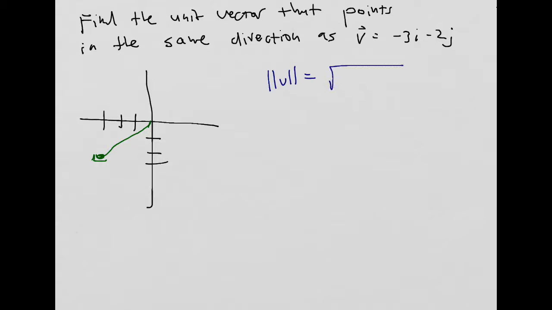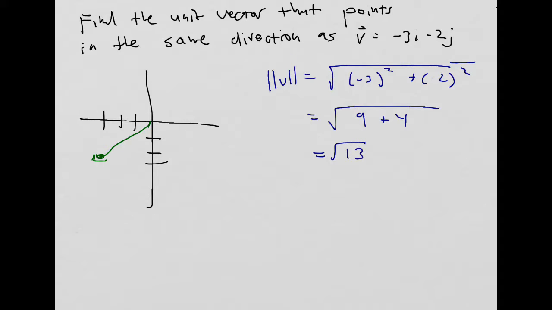We're going to use this formula here. So negative 3 squared plus negative 2 squared. As usual, keep track of your signs. Remember, when you square these, they do become positive. So we get 9 plus 4, which is radical 13. Now remember, that radical 13 represents the length from here to here. So the length of this vector, or the magnitude, is radical 13.